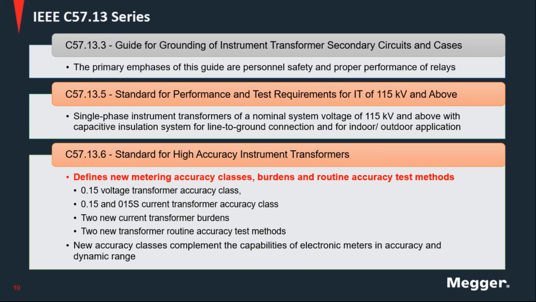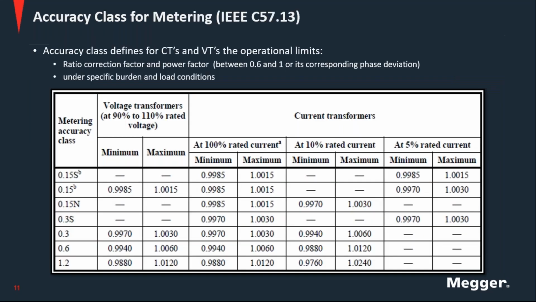You are going to receive this presentation, and you are going to have this video available, so you can always come back to this presentation and look for these references as a quick guide of what to look at. So let's look into the accuracy class definition, especially for metering. I have both metering and protection, so first we're talking about metering. What is the accuracy class?